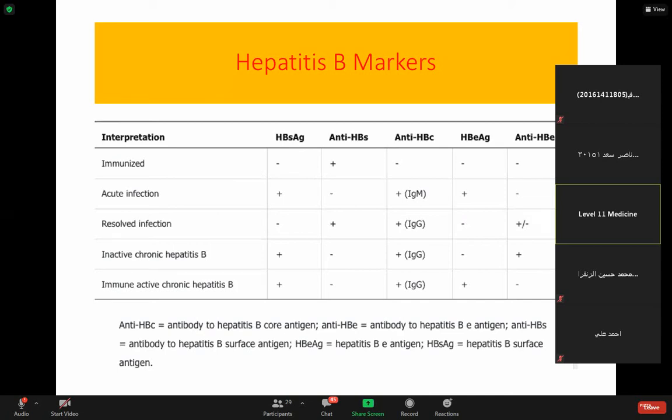You can relax when you see that you have an antibody against the surface antigen. That means you got immunization, whether through vaccination or after a resolved infection. Is this clear, guys? Good.